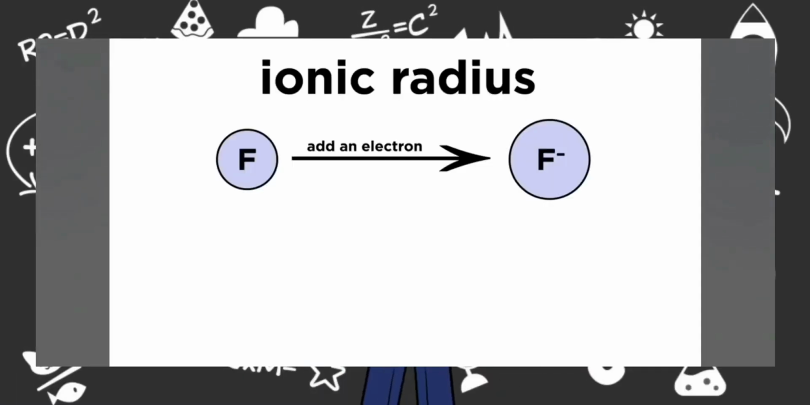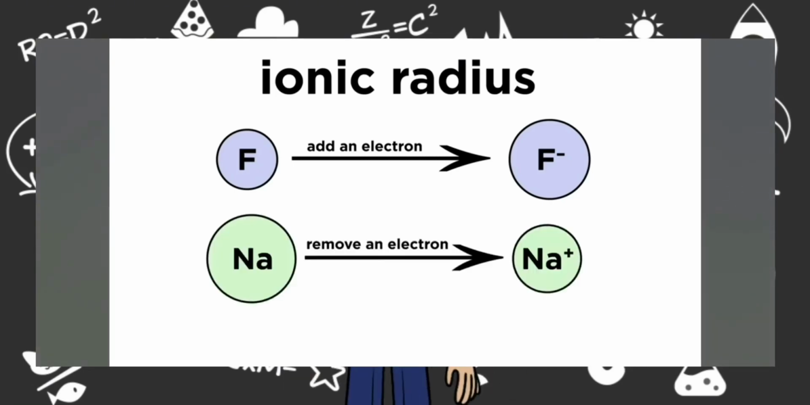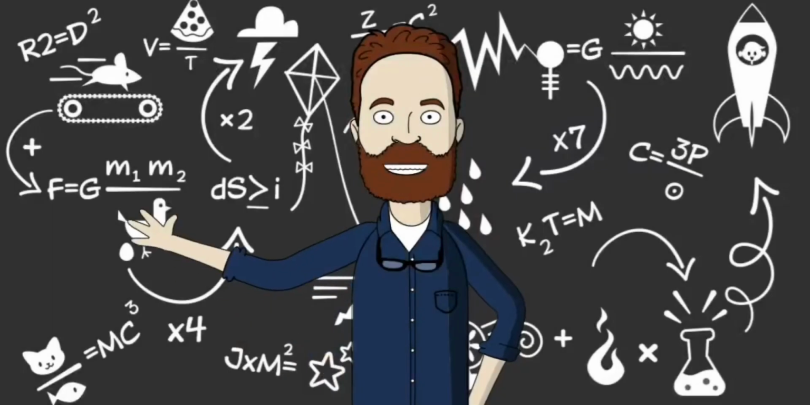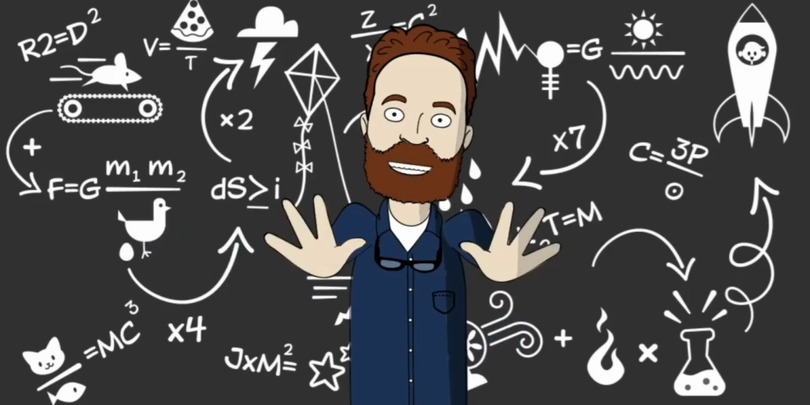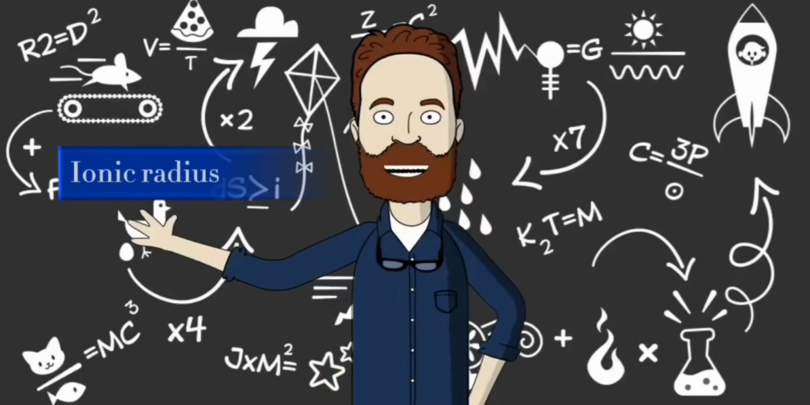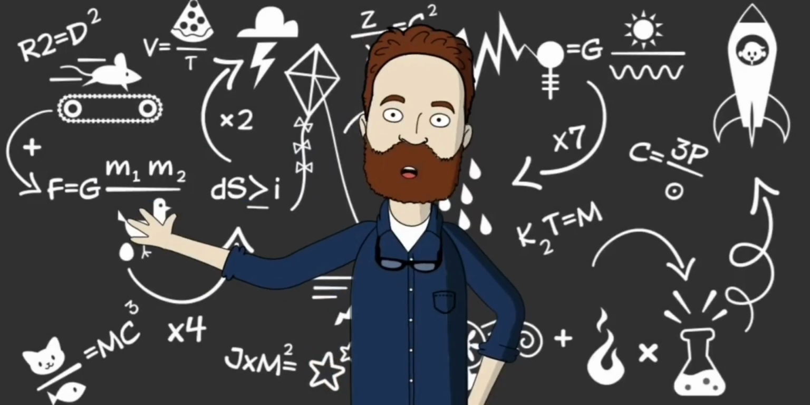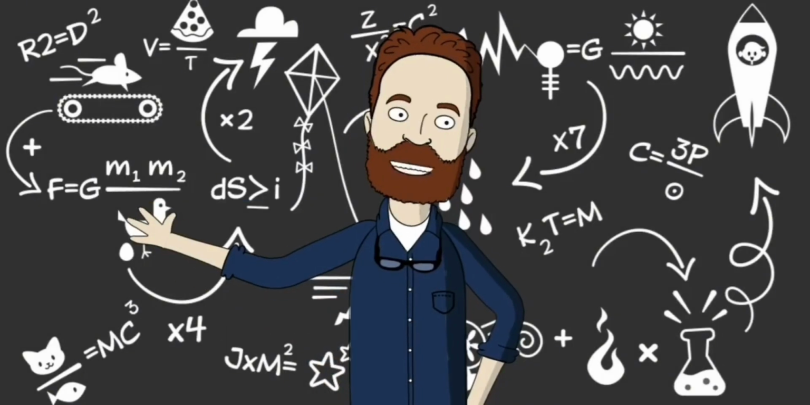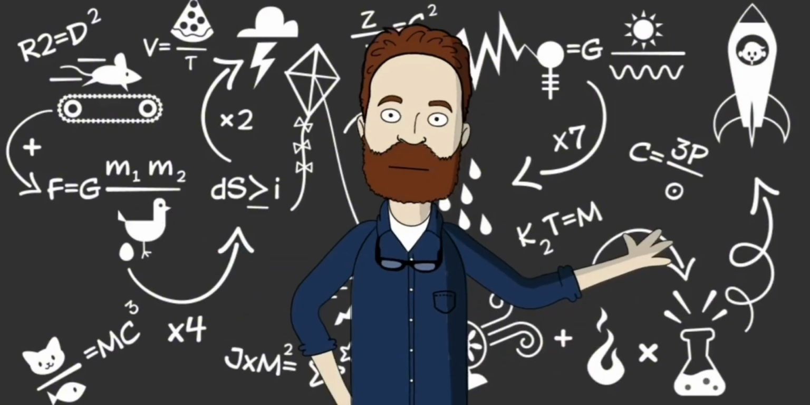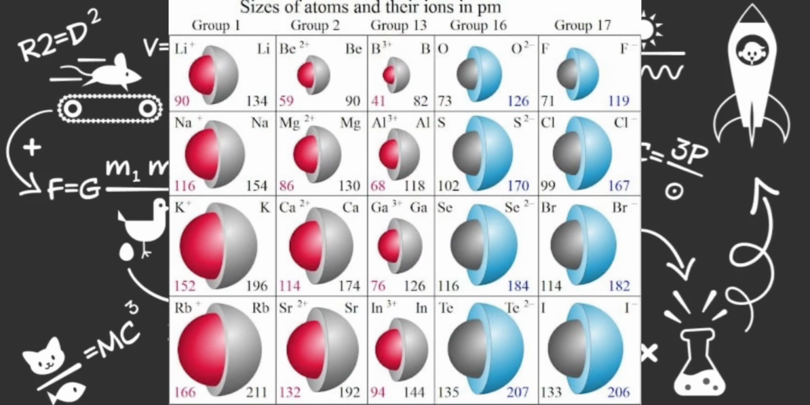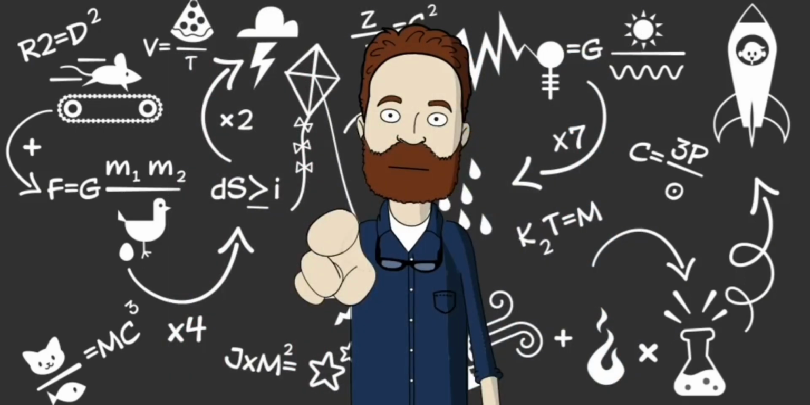Ionic radius, a fundamental concept in chemistry, provides insight into the size of ions and their arrangement within the periodic table. Let's unravel the mystery of ionic radius and explore its significance in understanding the periodic table. Ionic radius refers to the size of an ion measured from the nucleus to the outermost shell. It plays a crucial role in determining the overall size of ions and their chemical properties.